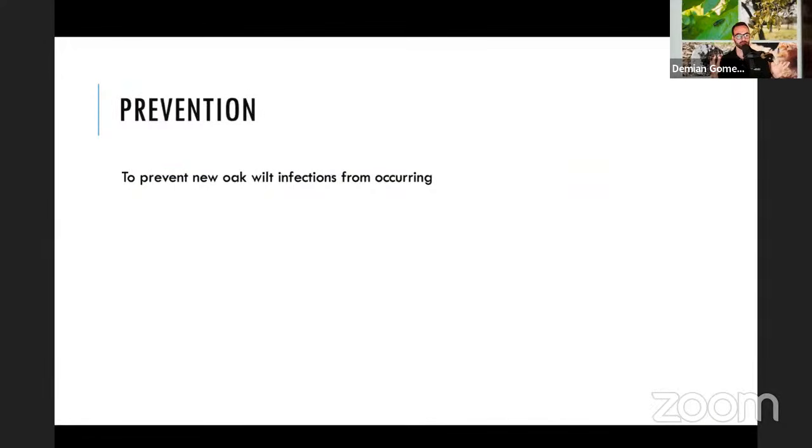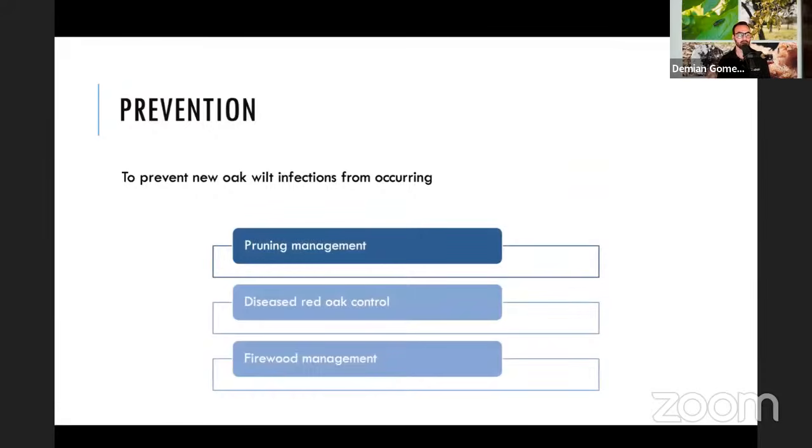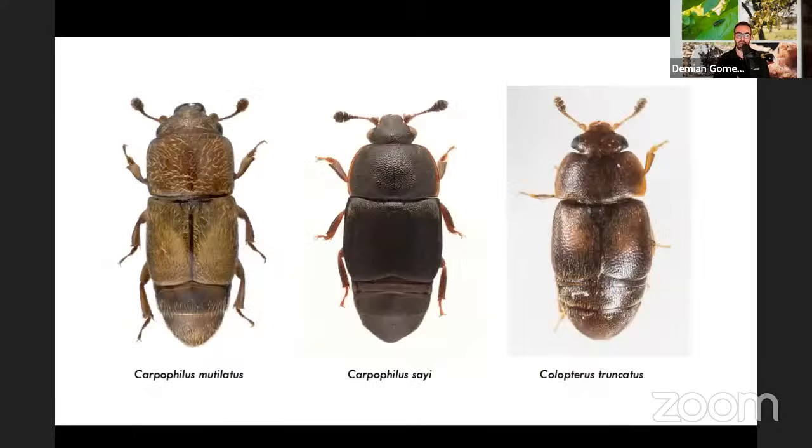So when we talk about prevention, what we want to do is, of course, prevent a new oak wilt infection from happening, right? And that will have to do with pruning management. It will have to do with what we do with the red oaks that actually get infected before they form the fungal mats. And it has to do with firewood management. And you're going to see that when we talk about prevention, we're going to be talking mostly about what's going on with the beetles, right?